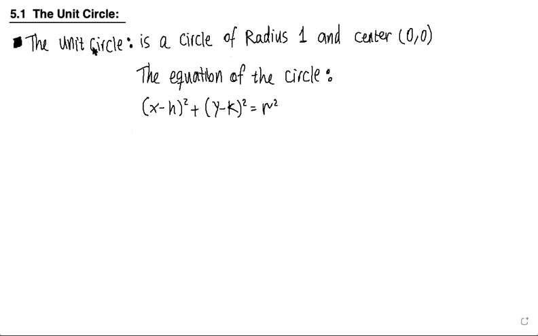So for the unit circle, I have a radius equal to 1, and my center is the origin. The center is 0, 0. So I'm going to plug these things into the equation of the circle.